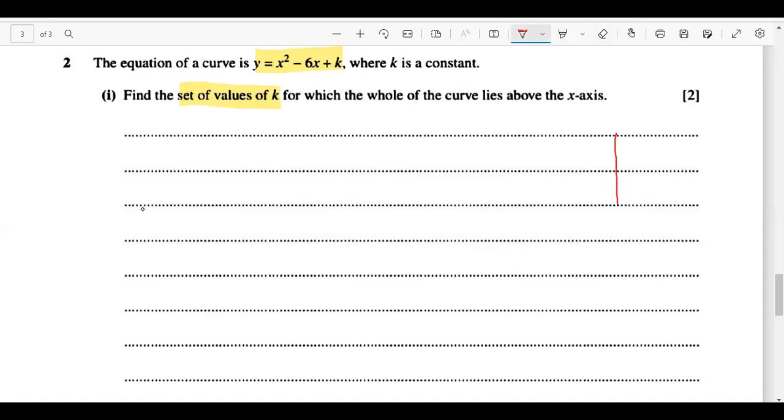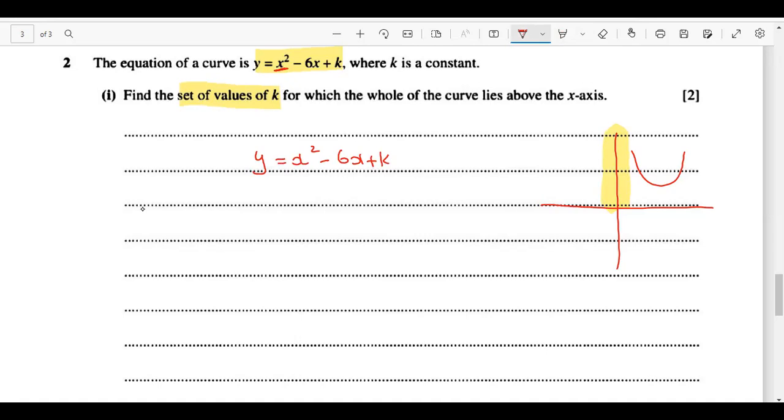Okay. So I'm just making a rough sketch. I'm not sure about the curve at all. For example, this is the curve. The only thing I know is that the coefficient of x squared is positive, so it is going to be something of this type. So you need to find the set of values of k for which the whole curve lies above the x-axis. Above the x-axis basically means on the positive y side, and that would mean that y is greater than 0, right? It is y equals x squared minus 6x plus k.